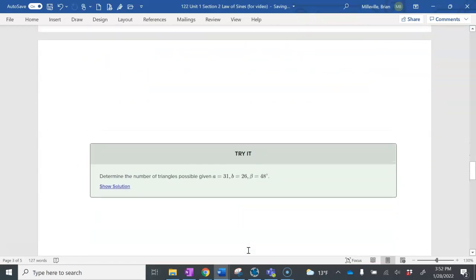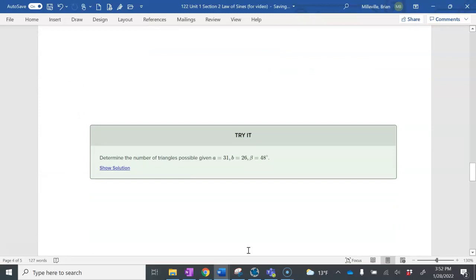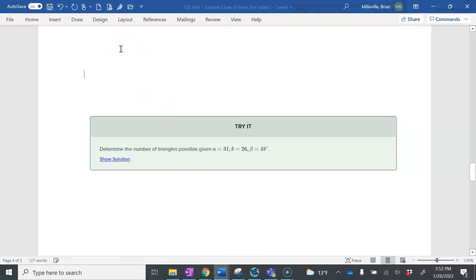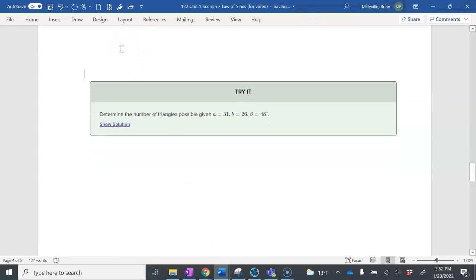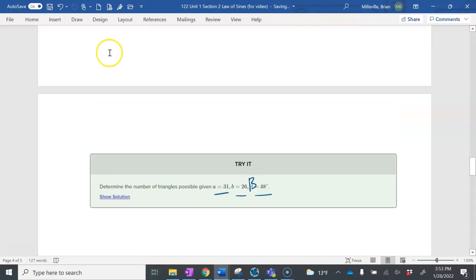Let's take a look at this one. For this one, we are again just trying to find the missing information. We're given two sides and then one angle, and again, they're calling it beta. We're going to call that capital B. Just give me a moment. I'm going to copy and paste the picture down and then we'll label it.